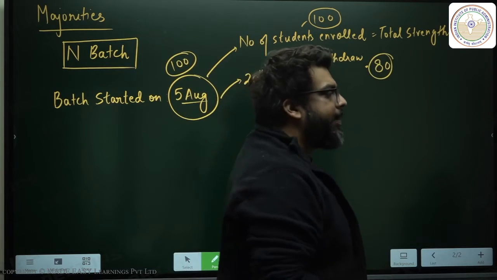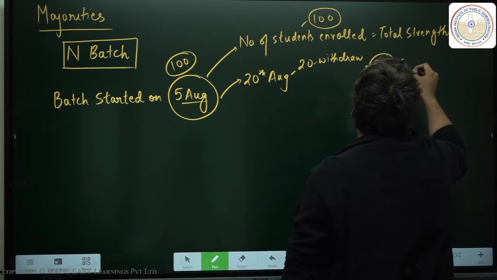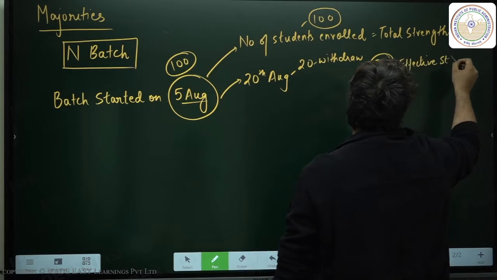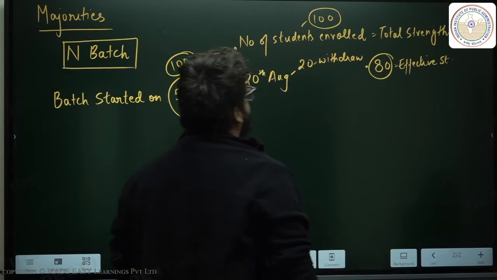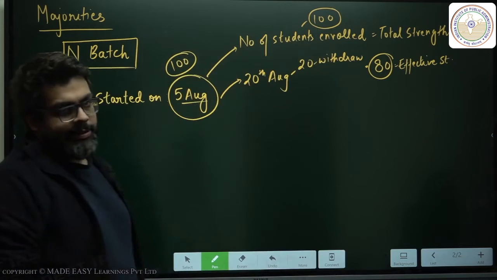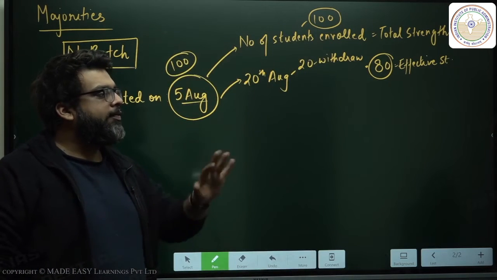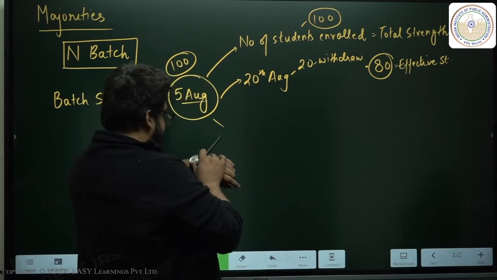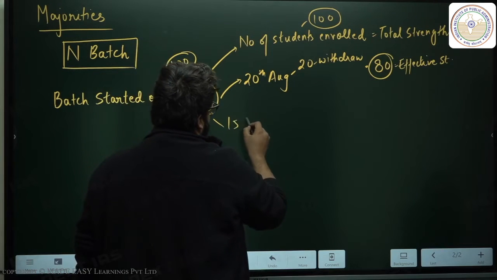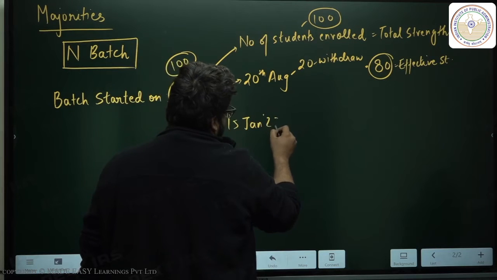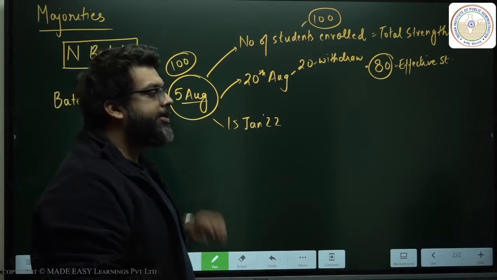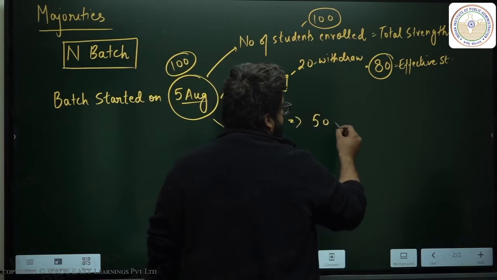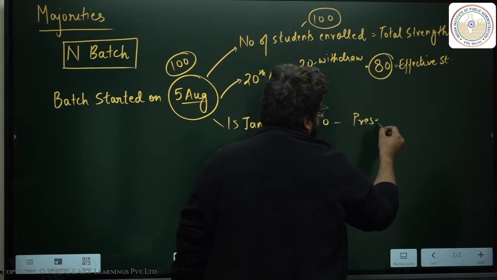Let us call this the effective strength, because we are looking at 20 students who have withdrawn from the course. Right. And today, as I can see, is the 15th of January 2022. Out of the 100 students, let us say today only 50 students are present in class.